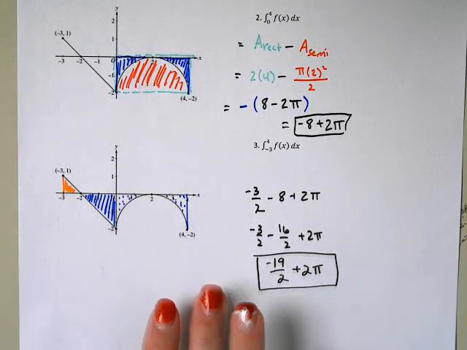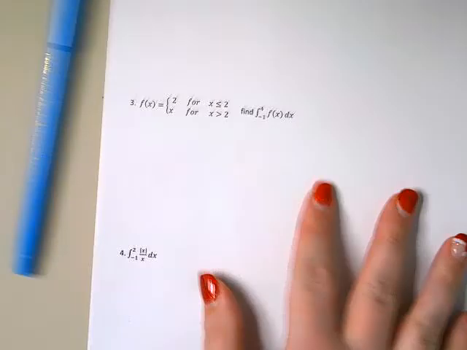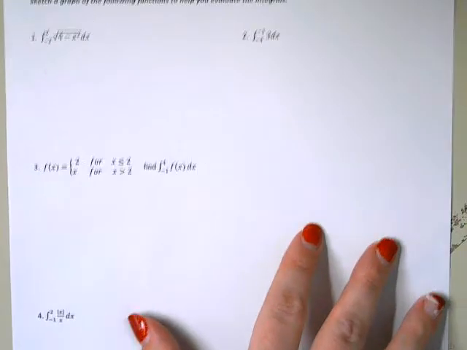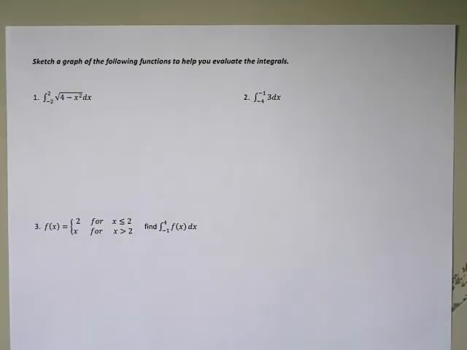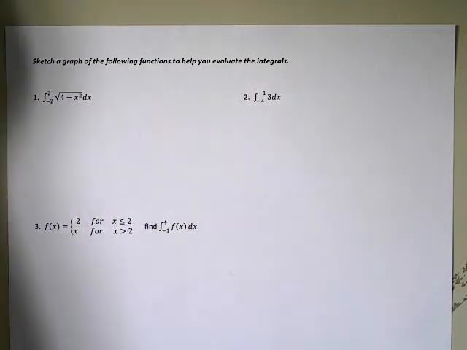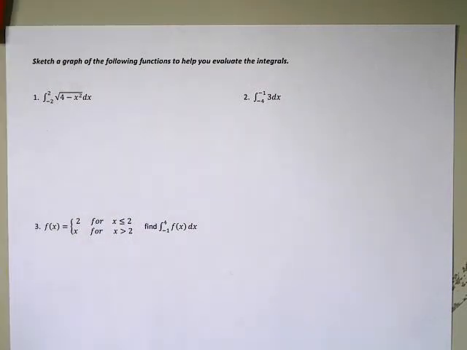All right. And the last thing we need to talk about on here then is this other type of problem, which instead of me giving you a graph, you are going to have to make a graph of your own in order to be able to find the area using geometry. So let's take a look at this first one. We want the integral from negative 2 to 2 of the square root of 4 minus x squared dx.